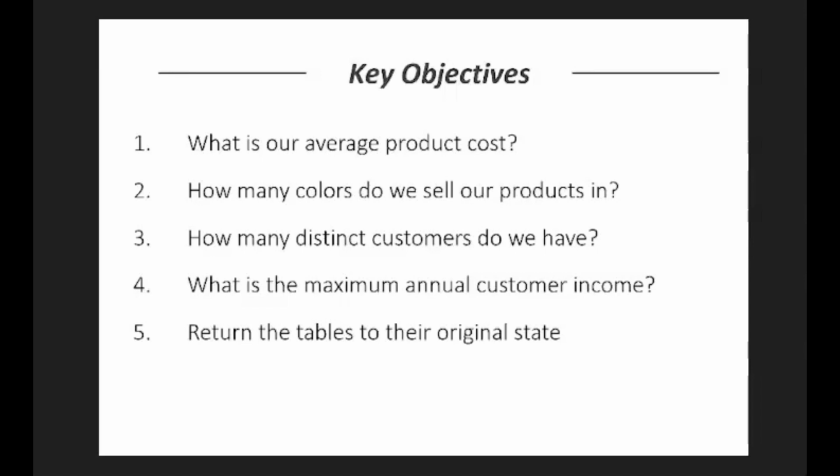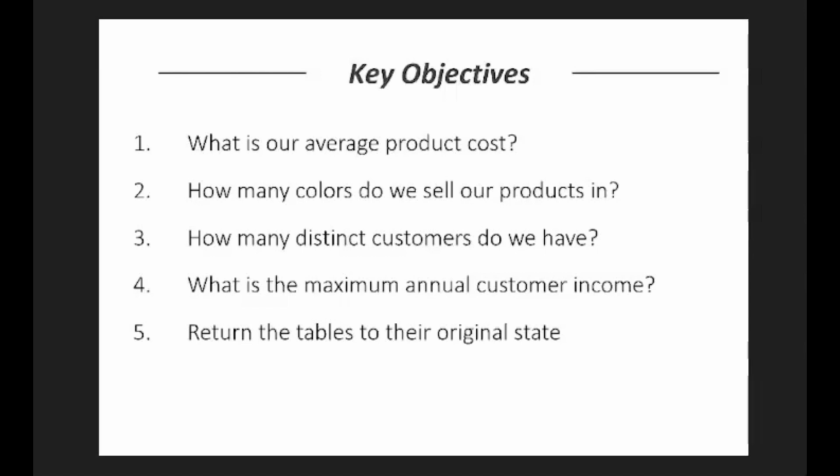In a similar way, these key objectives will focus upon coming up with some important calculations. Our first key objective will be calculating the average product cost. In the column that gives us the insight about the product cost, we have to calculate the average value and see what exactly it comes out to be. We already have a numeric tool for that. Then in our second key objective, we need to look at how many colors we sell our products in. That is going to be the second objective.